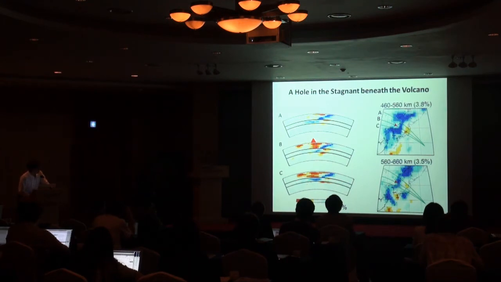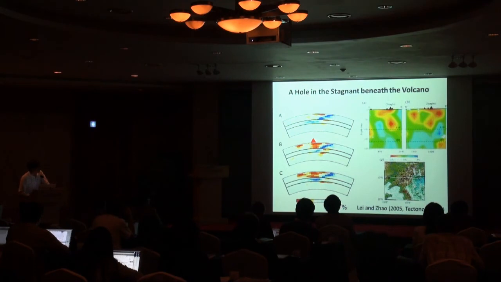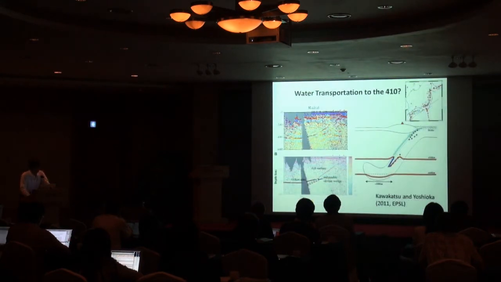And the existence of this kind of low velocity conduit has been pointed out by previous regional tomography by Lei and Chow, and they have also pointed out some low velocity anomalies arising from the 410 discontinuity. And observed features may be interpreted in terms of water transportation. And beneath Japanese island, using the dense network, very detailed structures are extensively discussed.